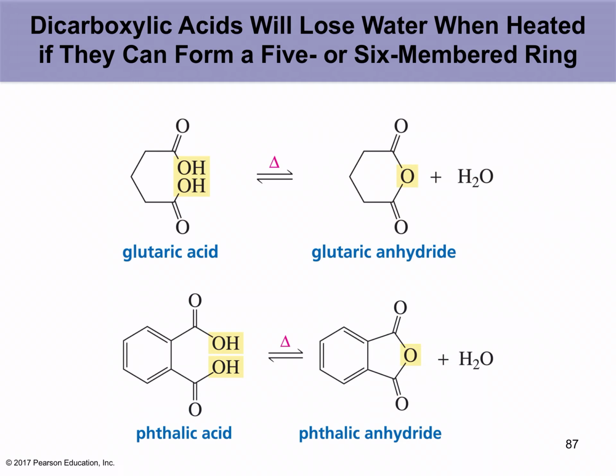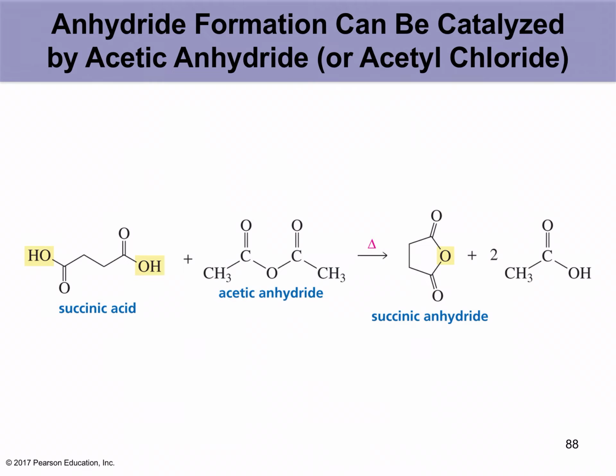So when you have a dicarboxylic acid like this, they can lose a water molecule when heated if they can form a 5 or 6 membered ring. So it can rearrange. This is glutaric acid; it loses a water molecule, and one oxygen will be left and form glutaric anhydride, a cyclic anhydride. 5 or 6 membered ring. So this is a 6 membered ring. And phthalic acid, when you heat it, can form a 5 membered ring, that is phthalic anhydride.